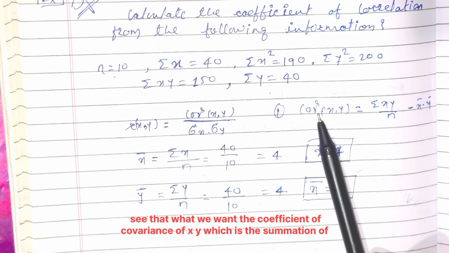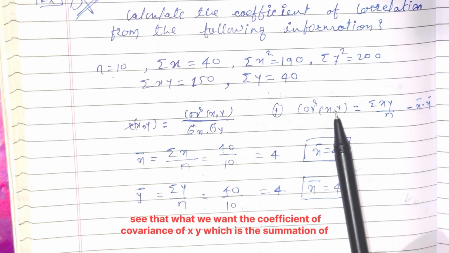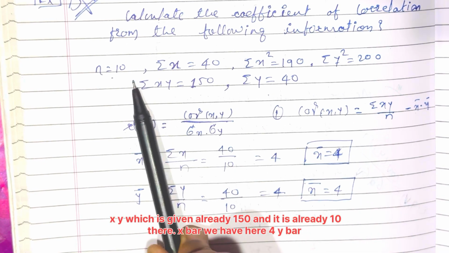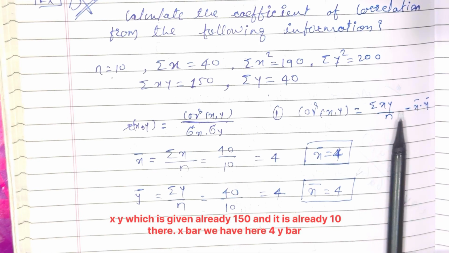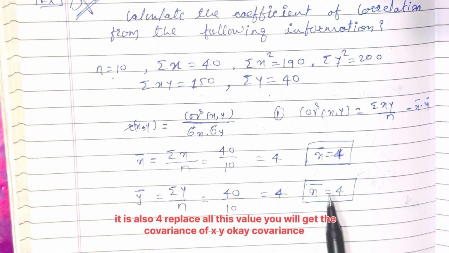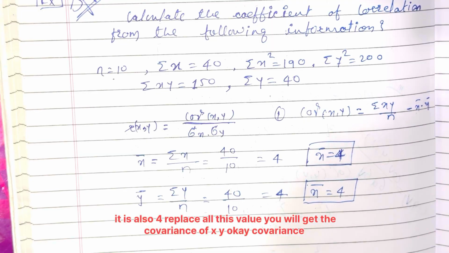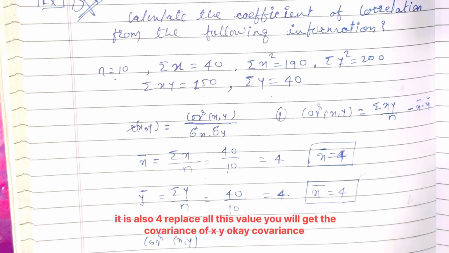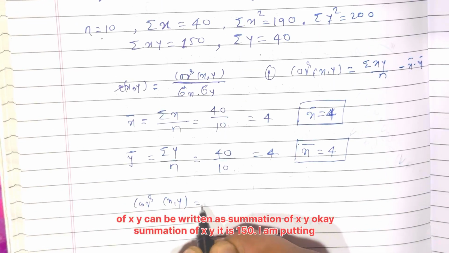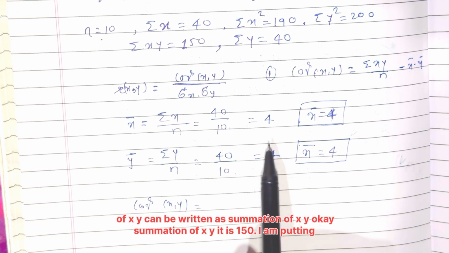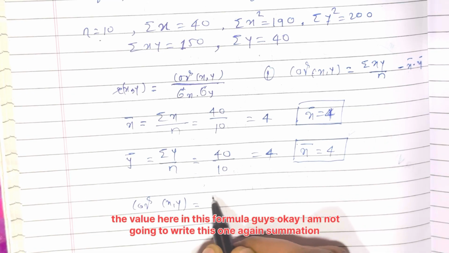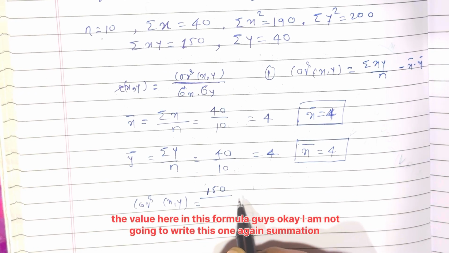Now what we want is the covariance of xy, which uses summation of xy, already given as 150, and n, which is already 10. X bar is 4 and y bar is also 4. Replace all these values and you will get the covariance of xy. Covariance of xy can be written as summation of xy, which is 150. I'm putting the value in this formula, and I'm not going to write this again.